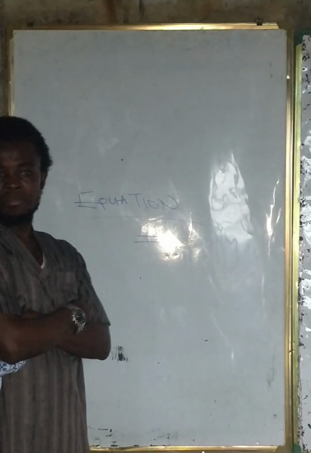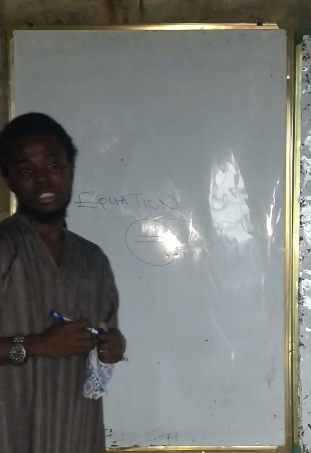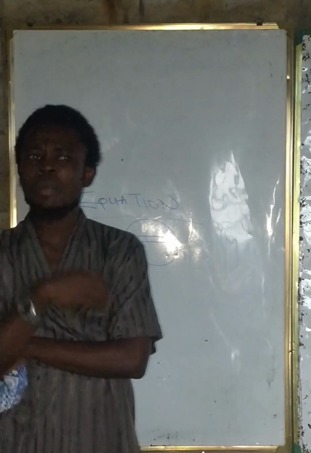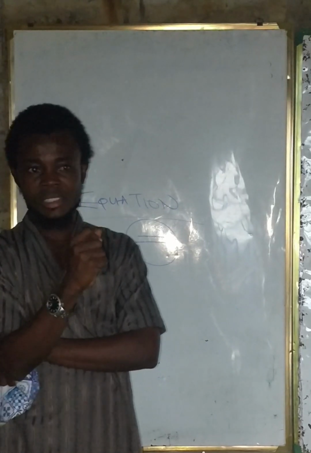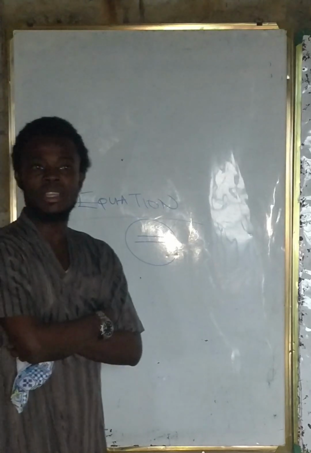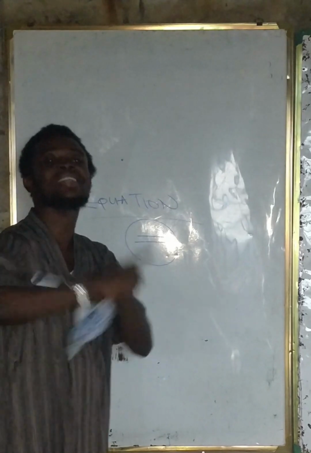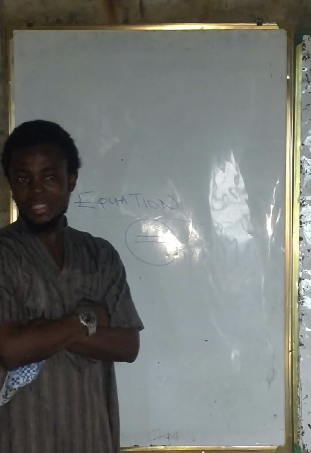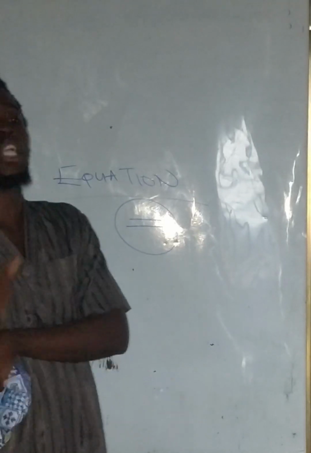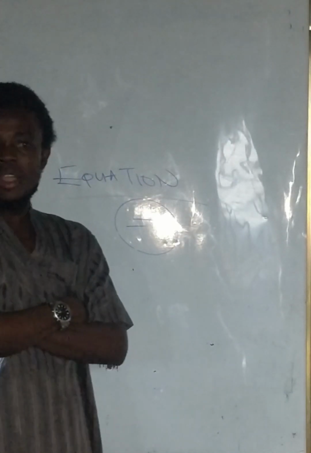So when I ask you, what is an equation? An equation is a mathematical statement that has an equal sign. Okay? An equation is a mathematical statement that has an equal sign. So therefore, what you must look out for in any expression is this equal sign. Alright?